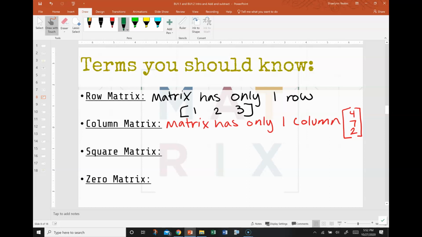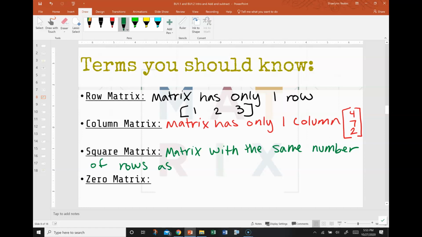All right, and then a square matrix is a matrix with the same number of rows as columns. So I'm just going to do a 2 by 2 matrix, just because that's easy. 2 rows, 2 columns. You can have 3 by 3, 4 by 4, a 1 by 1 matrix. It's just a single number inside the matrix brackets.